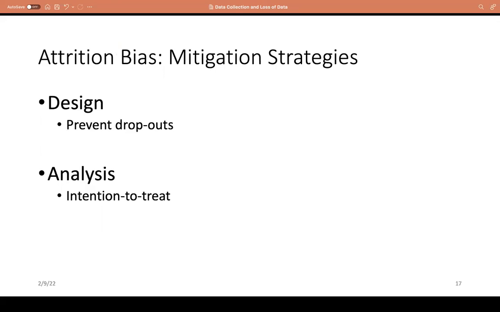So there are a couple of things that you can do to try to mitigate attrition bias. The first is in the design stage. You've seen this a lot when we talk about different ways to control for confounding: there are things that you can do in the design stage, and then there are things that you can do in the analysis stage. In the design stage, the main thing that you want to do is try to minimize attrition, so you want to prevent dropouts and prevent missing data. And then, as we'll talk about in the analysis stage, you do something called intention to treat analysis.